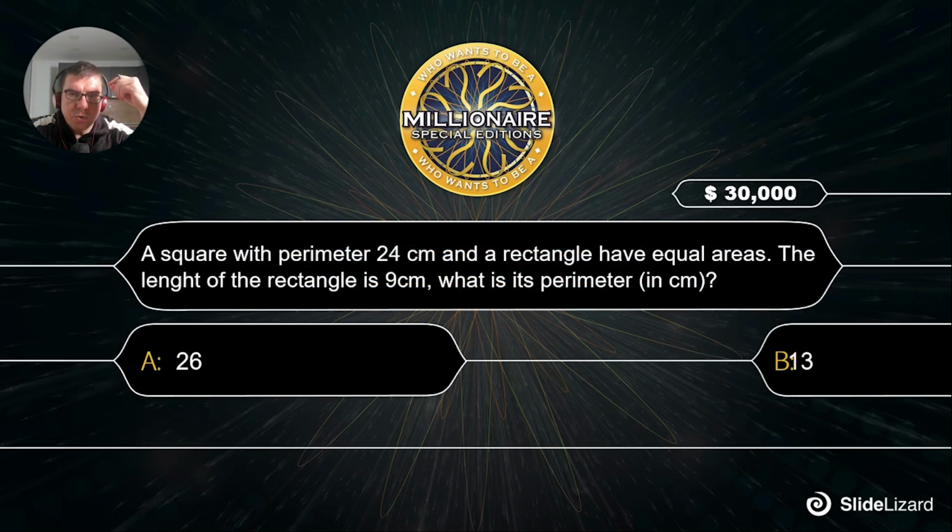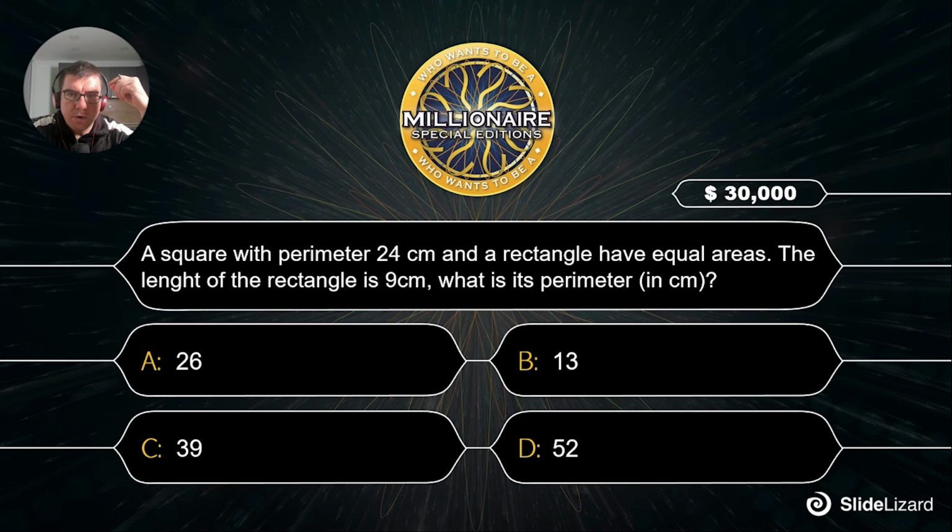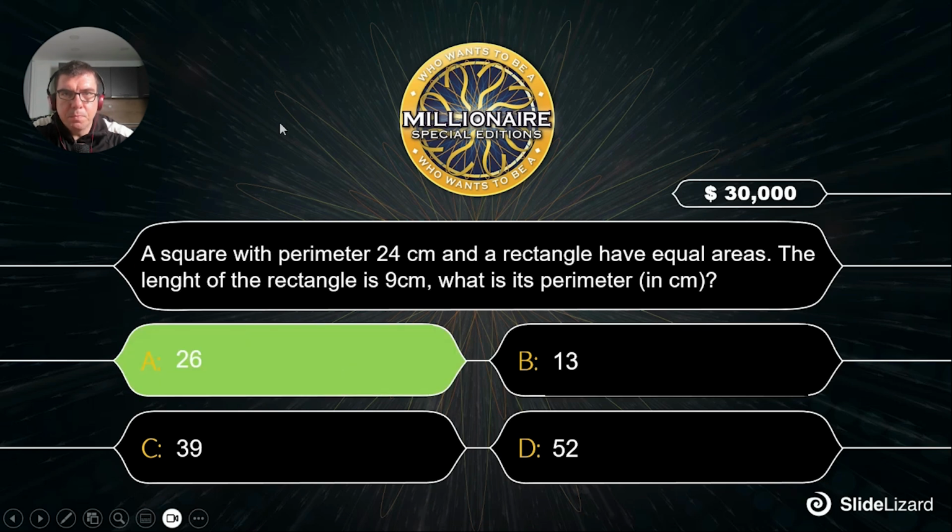A square with perimeter 24 and a rectangle have equal areas. The length of the rectangle is 9. What is its perimeter? Think about it and give me the answer. Okay, did you find A? Yes. Now this is a much easier problem to solve, right?